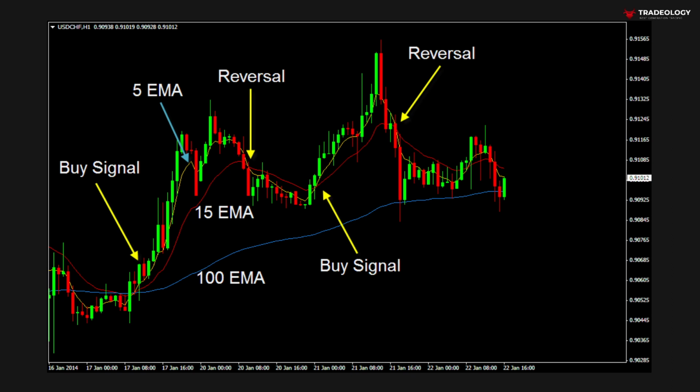Let's take a look at one more example. We have an uptrend on the USD CHF 1-hour chart. The first buy signal appears when the 5 EMA crossed above the 15 EMA, and both are above the 100 EMA. This upward move peaked at 65 pips, so if the take profit was set at 30 pips, that would have easily been achieved.